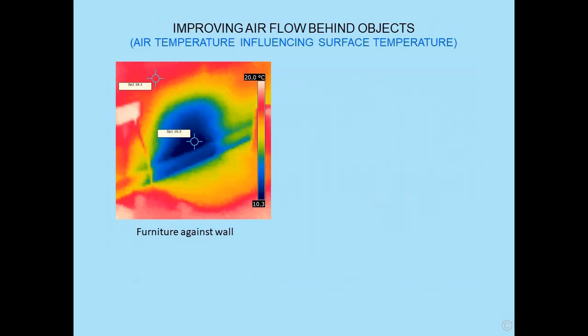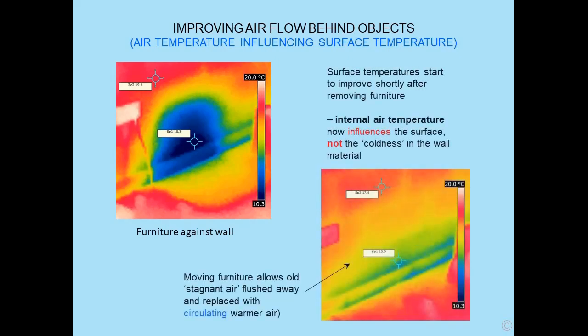The other feature with reference to airflow, it can be improved behind objects. The air temperature influencing the surface temperature. Here was some furniture against the wall. It was very cold outside and had been so for a few days. Surface temperature of the wall was shown to be about 18, but the cold area where the furniture had been was only 10. This was simply because there was no airflow and we had no heat input from the air.